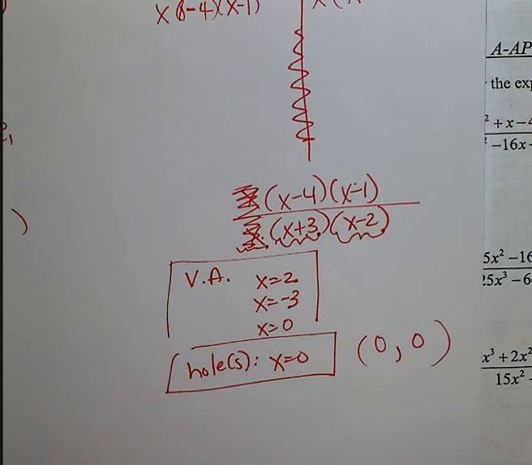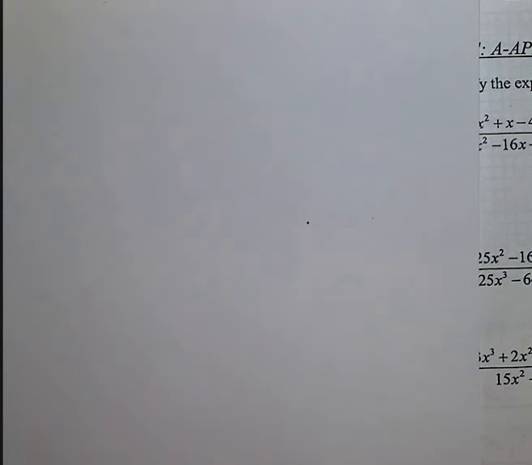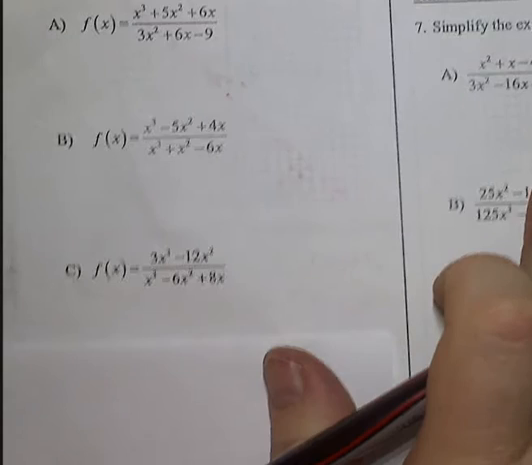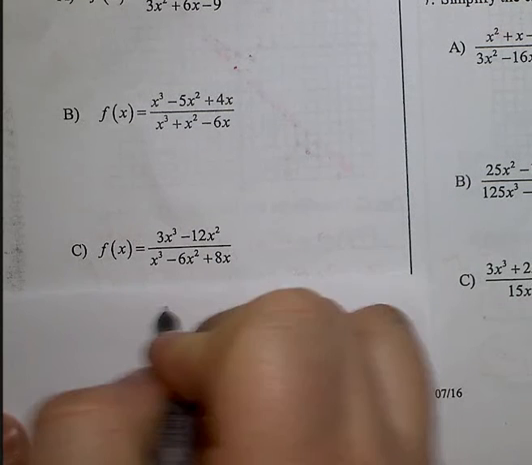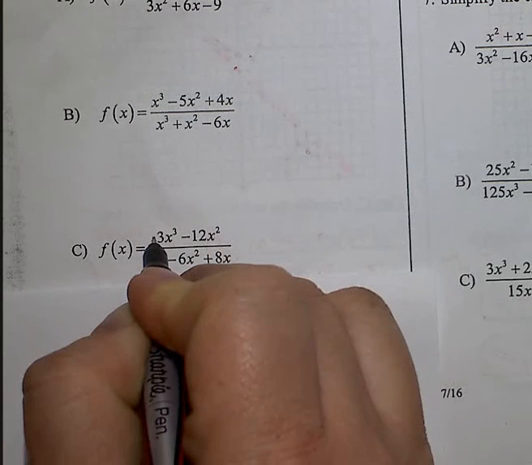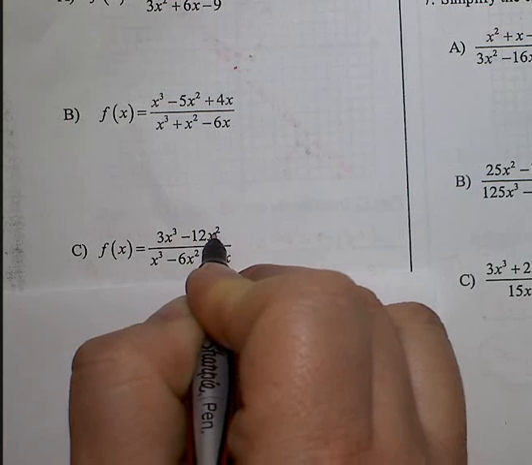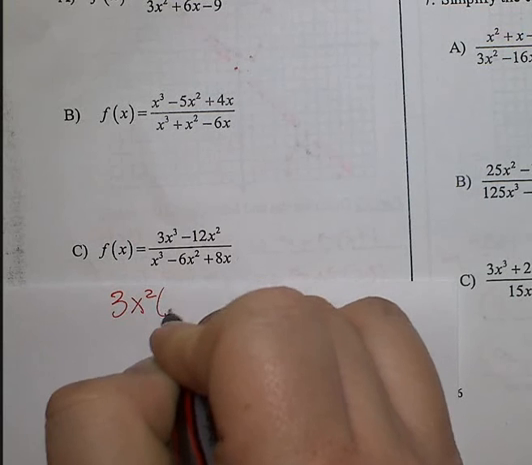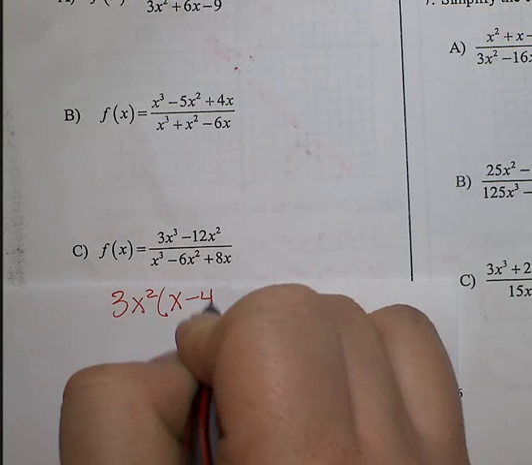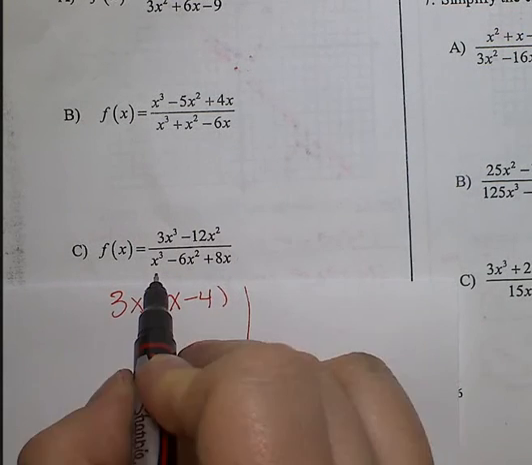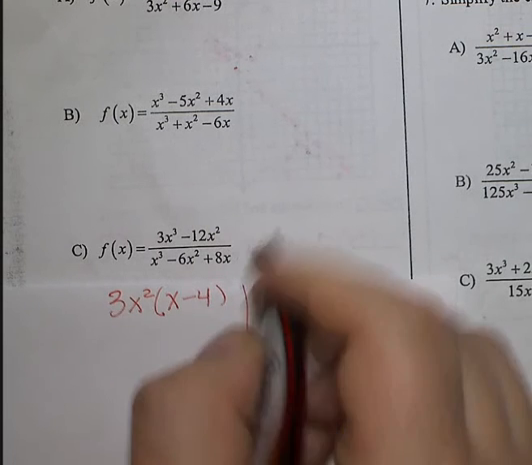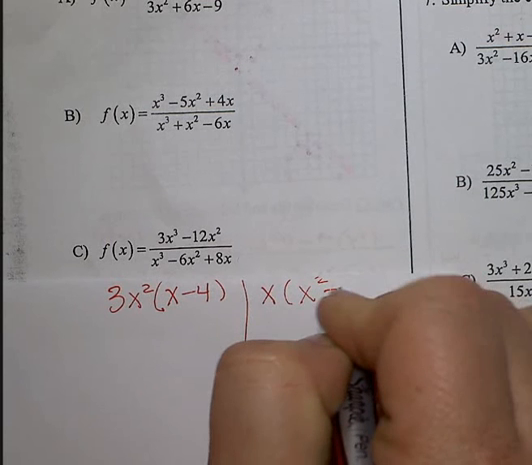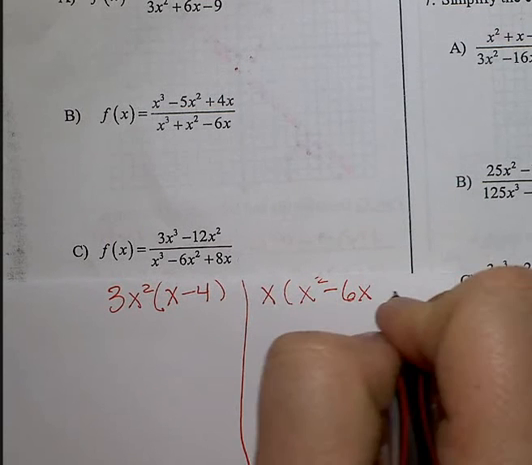Moving on to part C of number 4. All right, so the numerator, they both contain an x, but I see the most x's I can factor out of both is 2. So 3x squared, and what's left inside would be x subtract 4. On the bottom, you can factor out an x and be left with x squared subtract 6x plus 8.